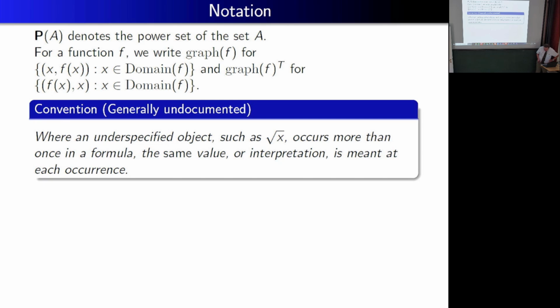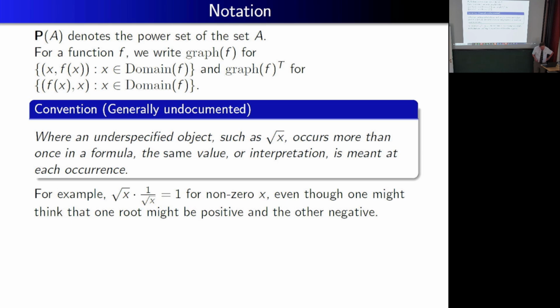There's a convention which is normally not written down, but it's worth stating here in most mathematics. If I write down an ambiguous object, like the square root of 2, do I mean 1.414 or minus 1.414? If I write it down several times, I always mean the same one. That's a really pretty common convention. Quite what's meant by the same formula or occurrence or context is often not quite so clear.